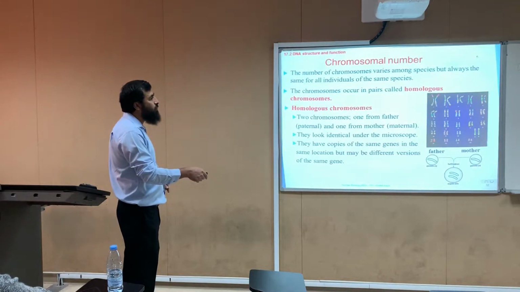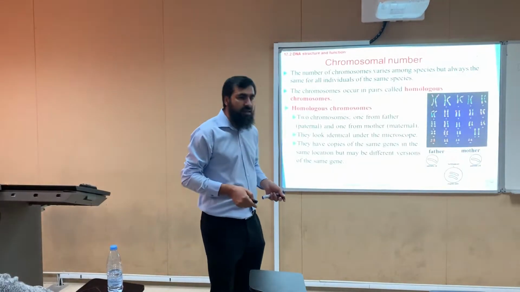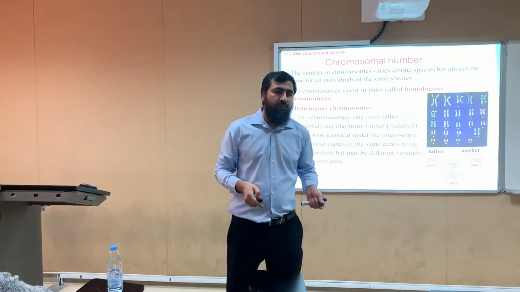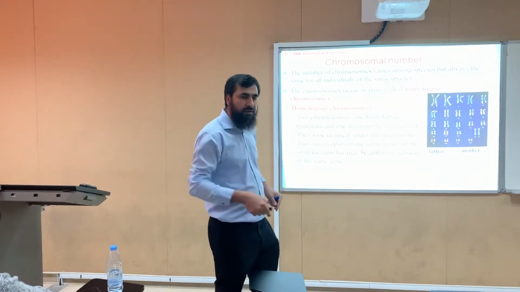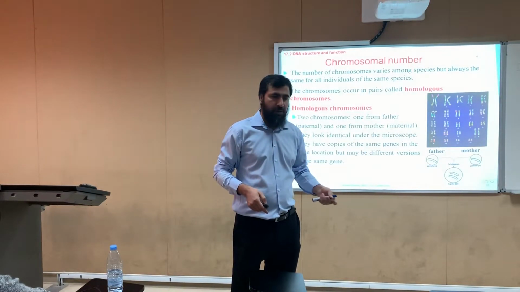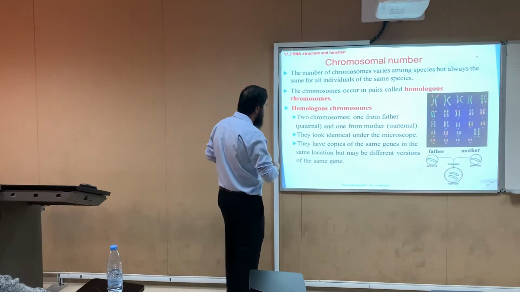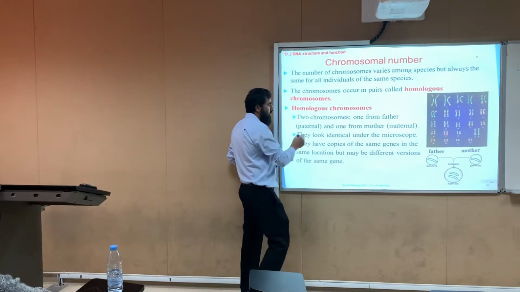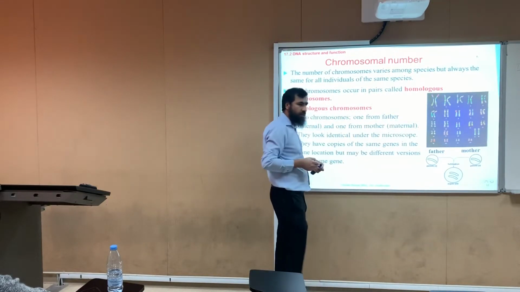And they come in what we call homologous pairs. Homologous pairs means that you derived one of the same chromosome, for example, chromosome number 1, from the father. So what we call the paternal chromosomes. Paternal means from the father. And one came from the maternal chromosome, the mother.